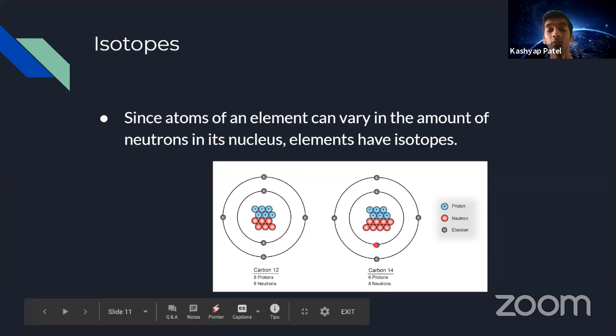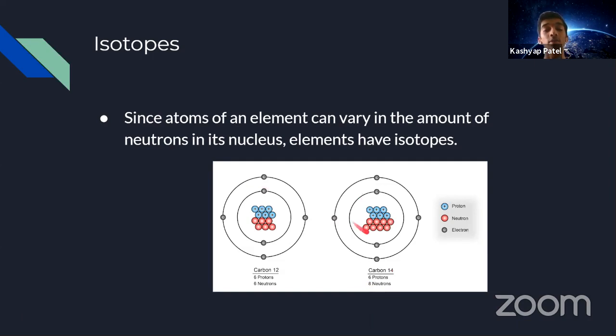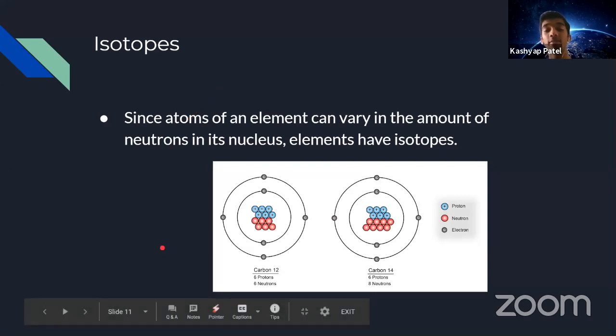Carbon-14 has 8 neutrons, but it still will always have 6 protons to still be carbon. So it can differ in the amount of neutrons. It has 8 here, and if we add 6 and 8, we get carbon-14. Carbon-12, carbon-14, there's also carbon-13, and other carbons are all called isotopes because they vary in the number of neutrons that they have.